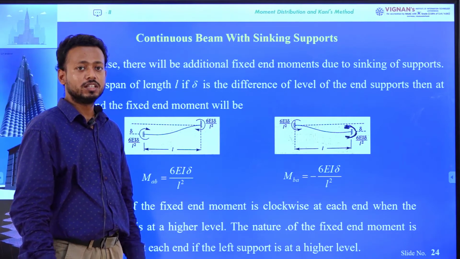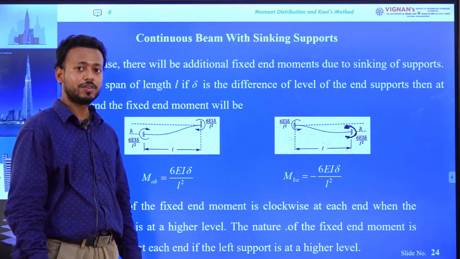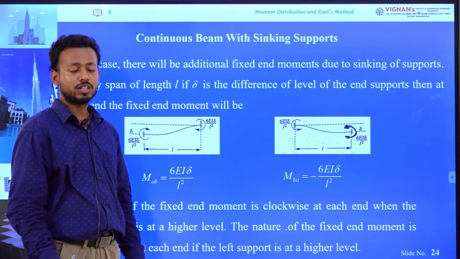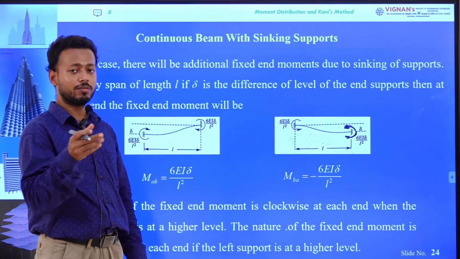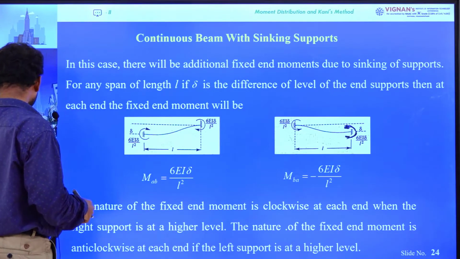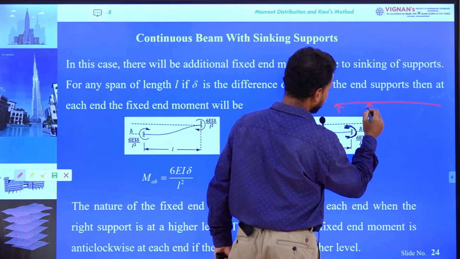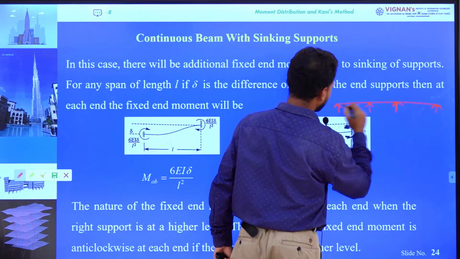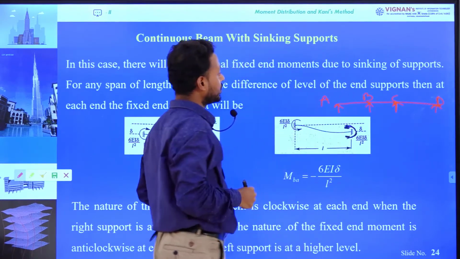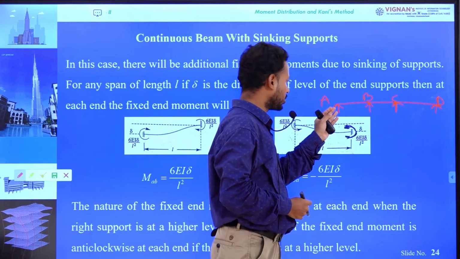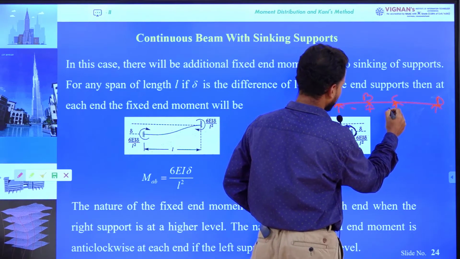I will discuss what is the effect of sinking of a support. In a continuous beam, you have seen sometimes the supports may sink, either end support or intermediate support. In a continuous beam, this is an intermediate support and this is an end support, supports A, B, C, D. Sometimes an end support or intermediate support may sink, and it may look like this.